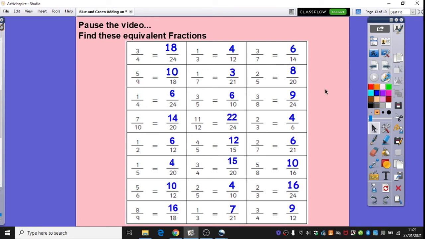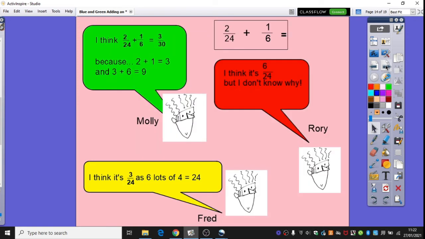Okay, so here are the answers. Don't worry if you didn't do them all, you didn't need to, but this is just a really good way to remind ourselves of how to find equivalent fractions before we move on to looking at adding and subtracting with different denominators. So again, another little pause of the video just to explore.